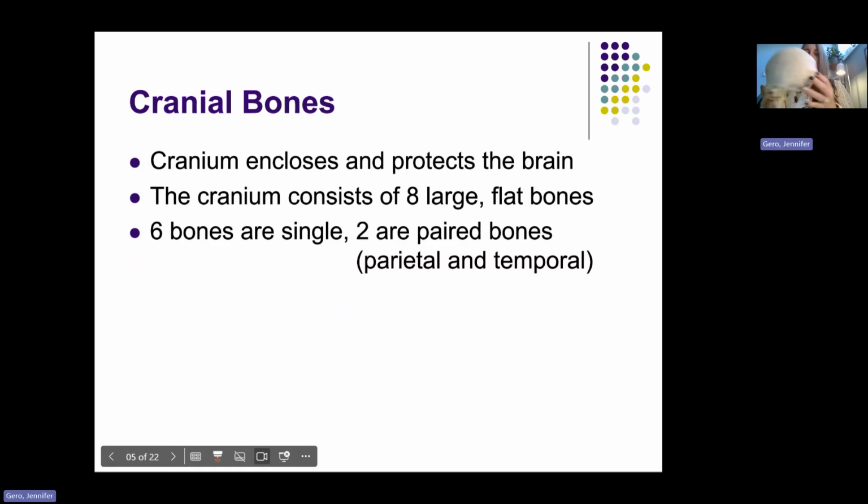So again, frontal, occipital. This is the paired parietal, the paired temporal on either side. And then on the inside here, we have the sphenoid bone. And the sphenoid bone, to me, is kind of like a butterfly, and it spans the width of the cranium going kind of from ear to ear.